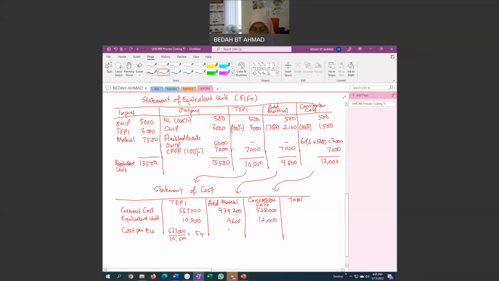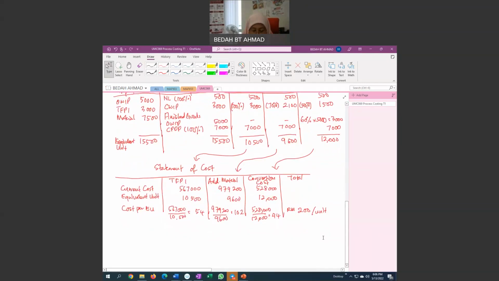So here 979,200 divided by 9,600, so it is 102. And here 528,000 divided by 12,000, so you get 44. So in total it is 200 per unit. Okay, so that is the statement of cost.